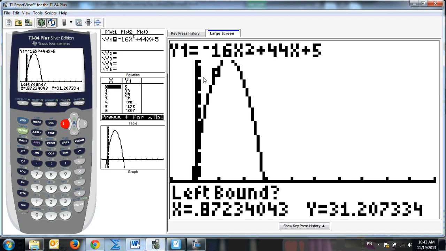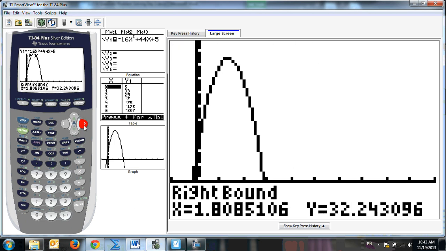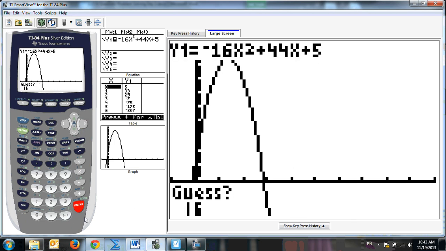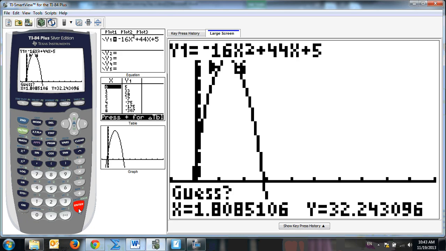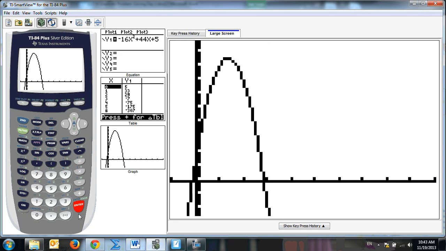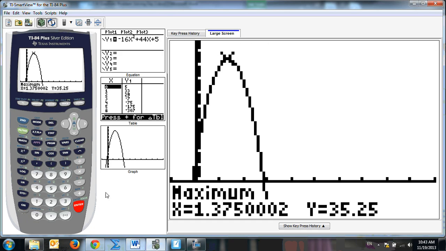Okay? And then what do you think we do? Go to the right. Yeah, press enter and then go to the right of the maximum. Make sure you go up and then come back down and press enter. You don't have to guess, just press enter again. Okay, and we get this right here.